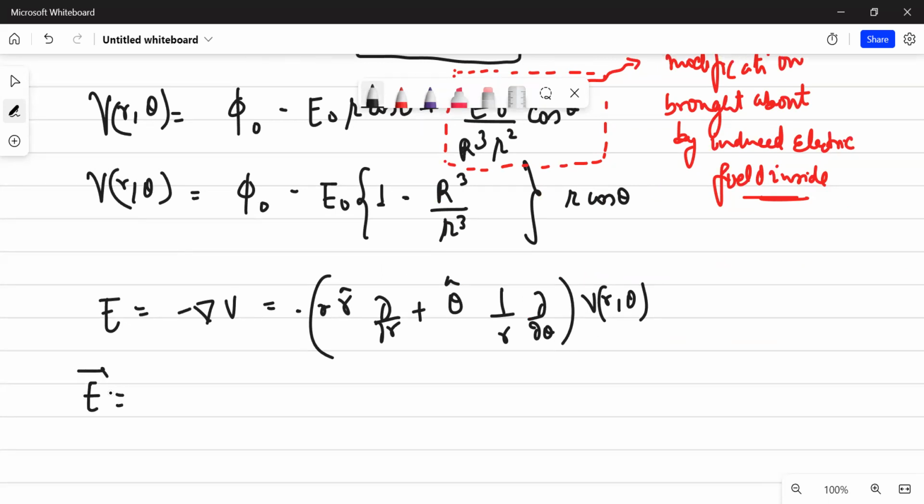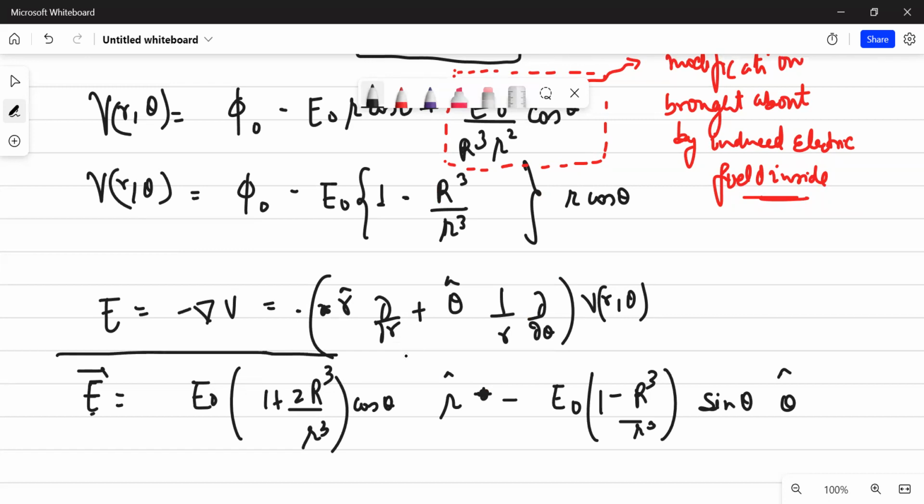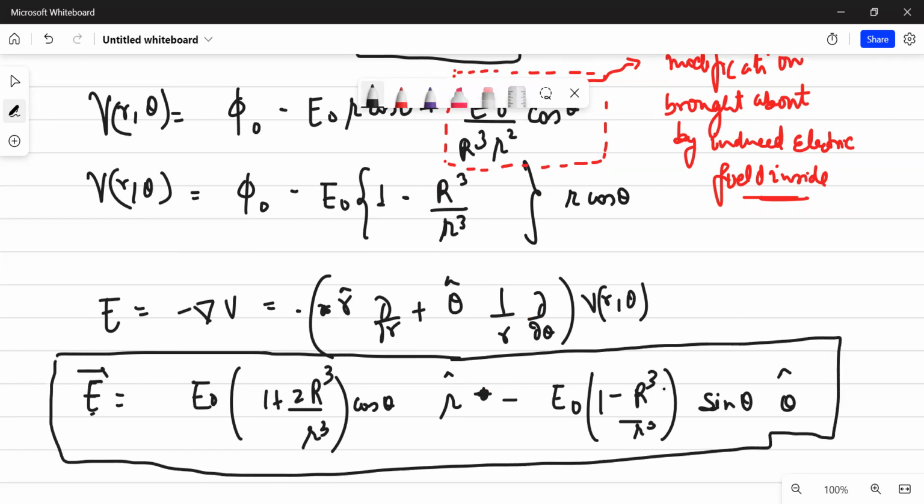So if I want to find my electric field, I'm just writing it over here because I'm short on time. The electric field will be E naught times 1 plus 2 capital R cube divided by small r cube, cos theta, r cap, minus E naught times 1 minus capital R cube upon small r cube, sin theta, theta cap. I'm leaving it to you as homework. Is that clear?